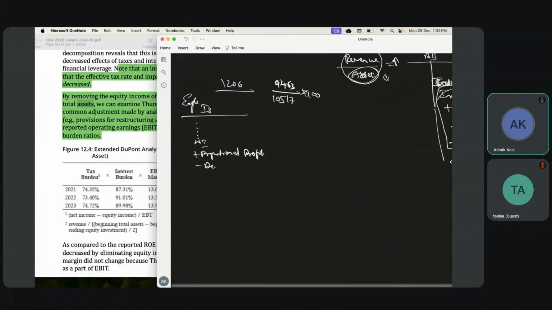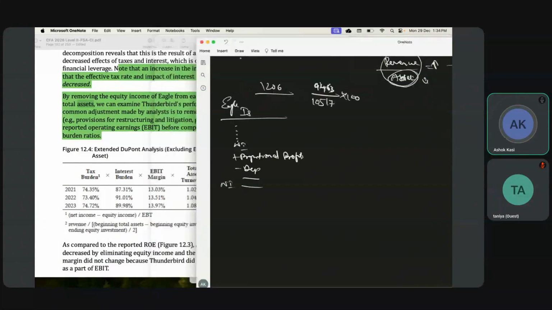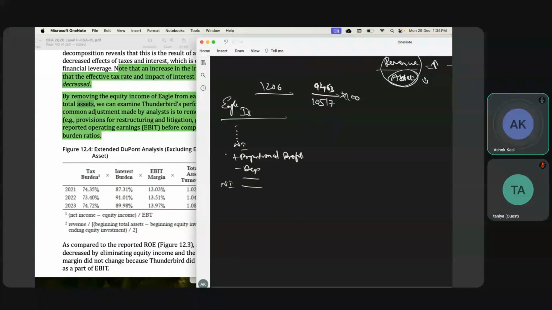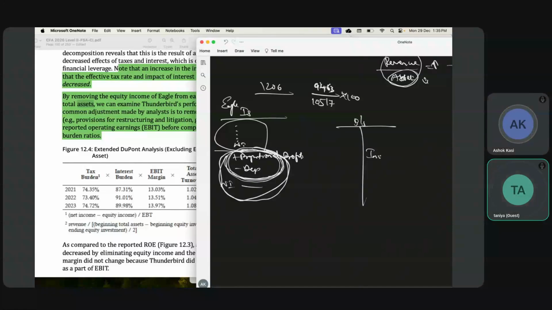Then minus depreciation. Then we will get the adjusted profit. So by removing equity income of Eagle from earnings and equity investments from total assets, if you remove all this, you will get the income earned from Thunderbird. Plus, from a balance sheet perspective, investments in associates.